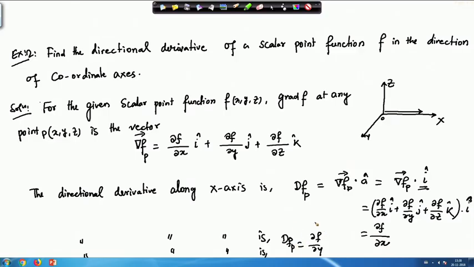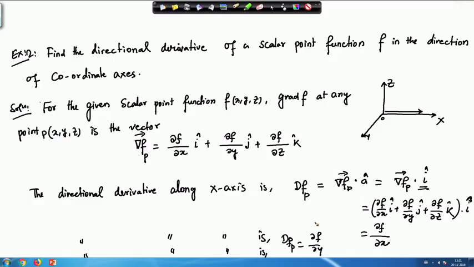So, in this case we got 3 directional derivatives, and each one of them is directed along 3 different directions. The first one is the directional derivative along the x axis, the second one along the y axis, and the third one along the z axis. You just have to know that i, j and k are the 3 unit vectors along the x, y and z axes respectively, and the rest of the things are very easy.